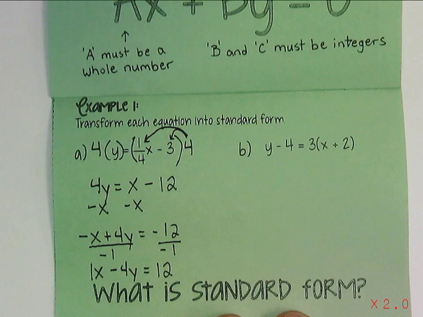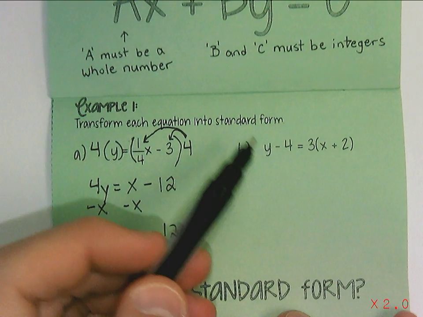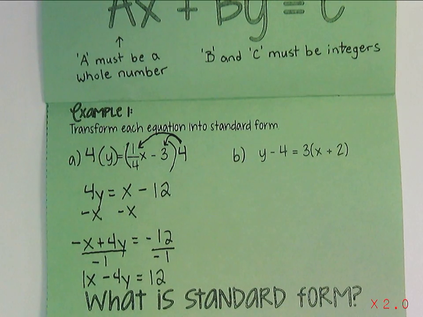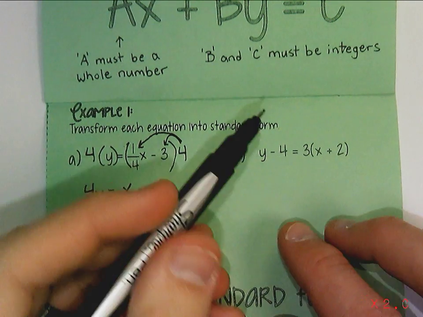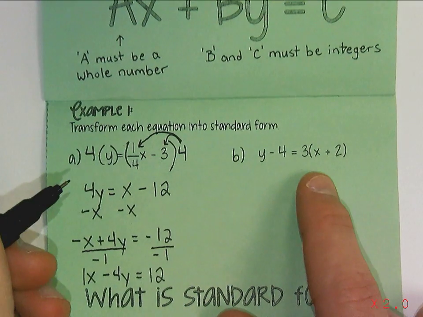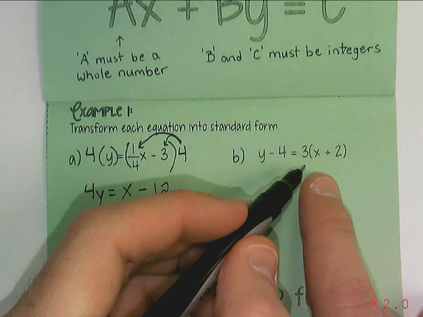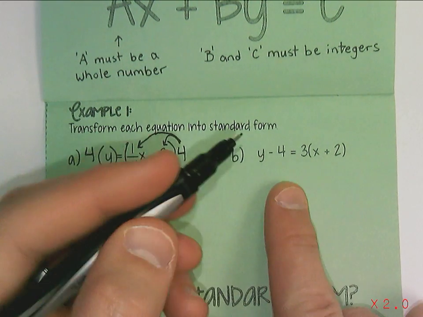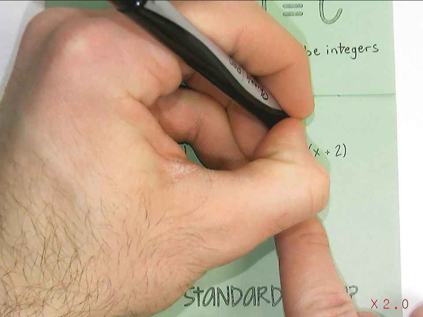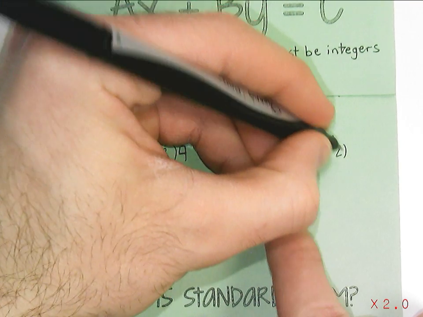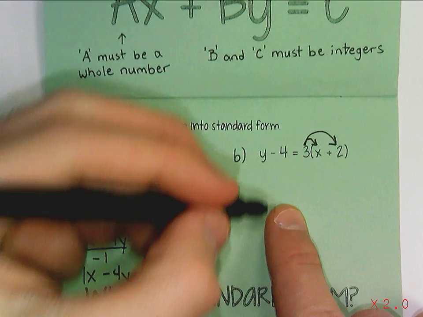Let's take a peek here then at letter B, where we have this written in point-slope form. So we're going to have to do an extra step here by changing this back to, well, we don't necessarily have to change this back to slope-intercept form, but we do have to carry out the distributive property here first. We need to get rid of this parenthesis. So that's what I'm going to do first. I'm going to distribute this 3 to the 1 in front of this x, as well as this 2.